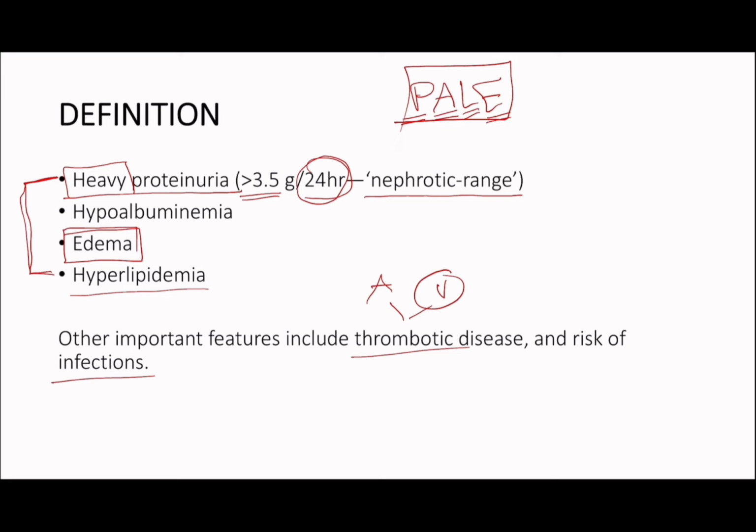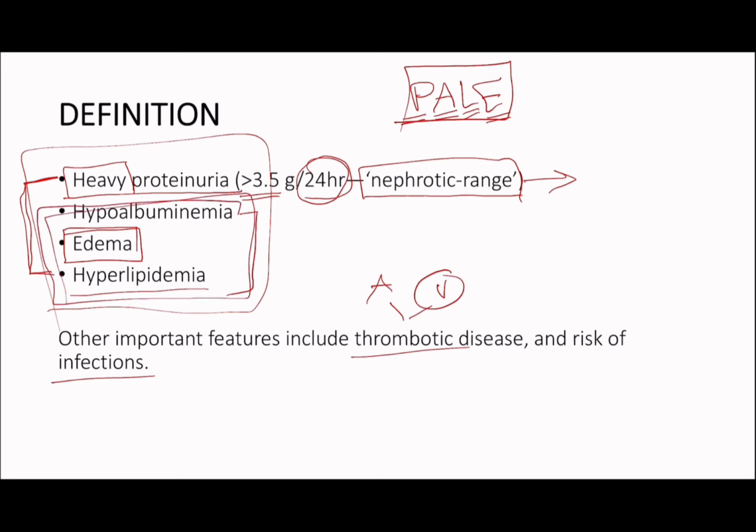Now, thrombosis and infections are important features of nephrotic syndrome, but they are not defining features. The defining features are these four. Note that in practice, many clinicians refer to nephrotic range proteinuria as nephrotic syndrome, regardless of whether patients have the other manifestations of the full syndrome, because hypoalbuminemia, edema, and hyperlipidemia are a consequence of the nephrotic range proteinuria.